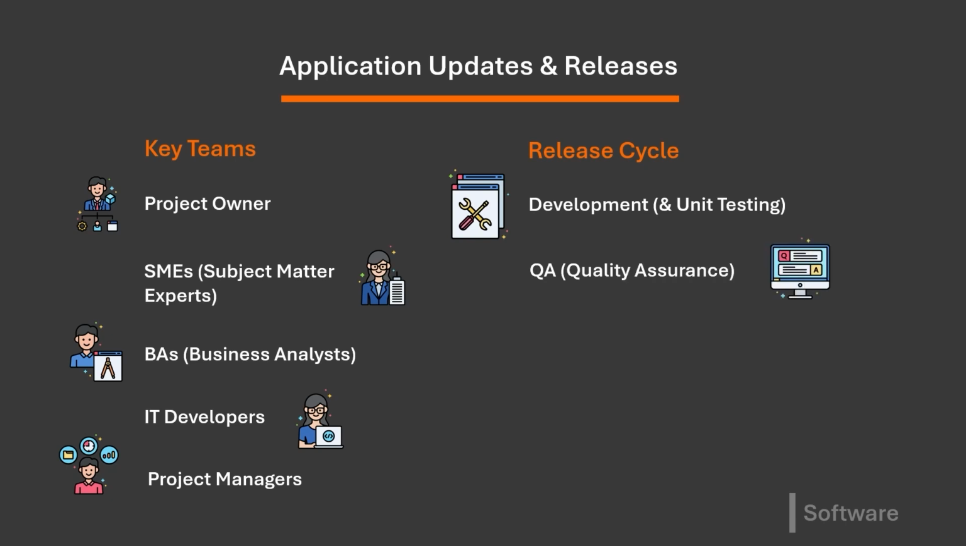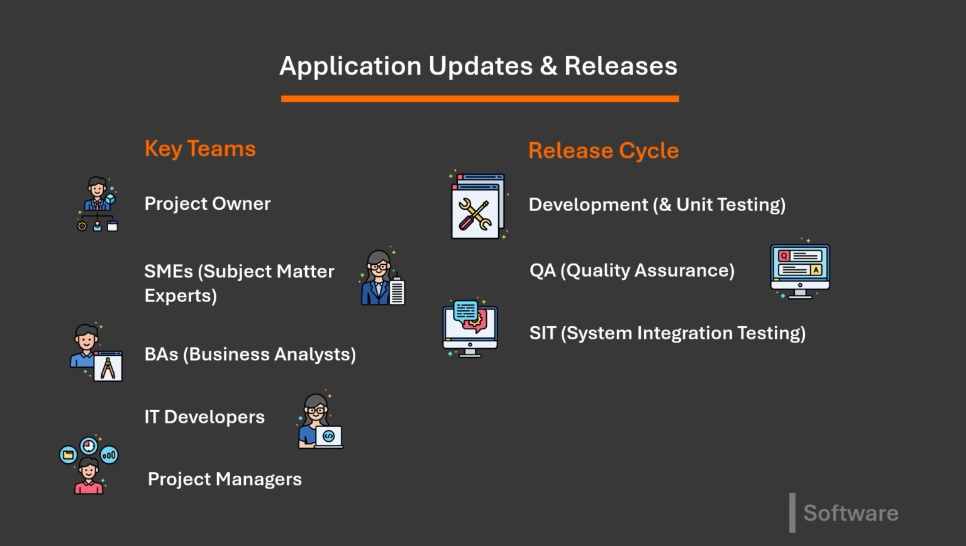After development, the QA team takes over. They focus on more comprehensive testing such as functional testing, regression testing, and performance testing. QA verifies that the software behaves as expected, identifies bugs, and ensures overall quality before the software moves on to the next stage. This brings us to the SIT stage, which stands for System Integration Testing.